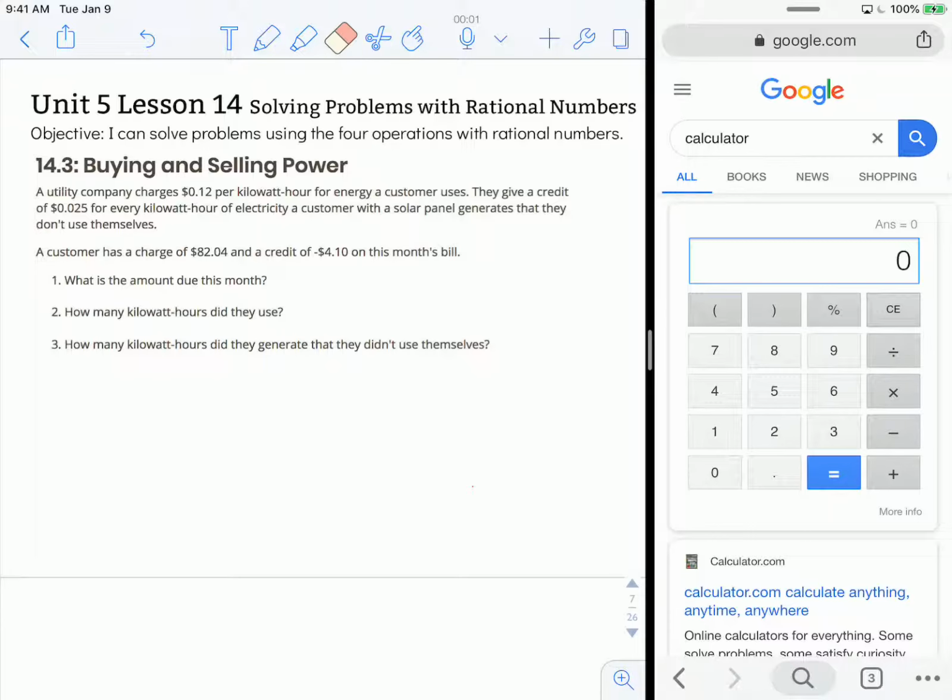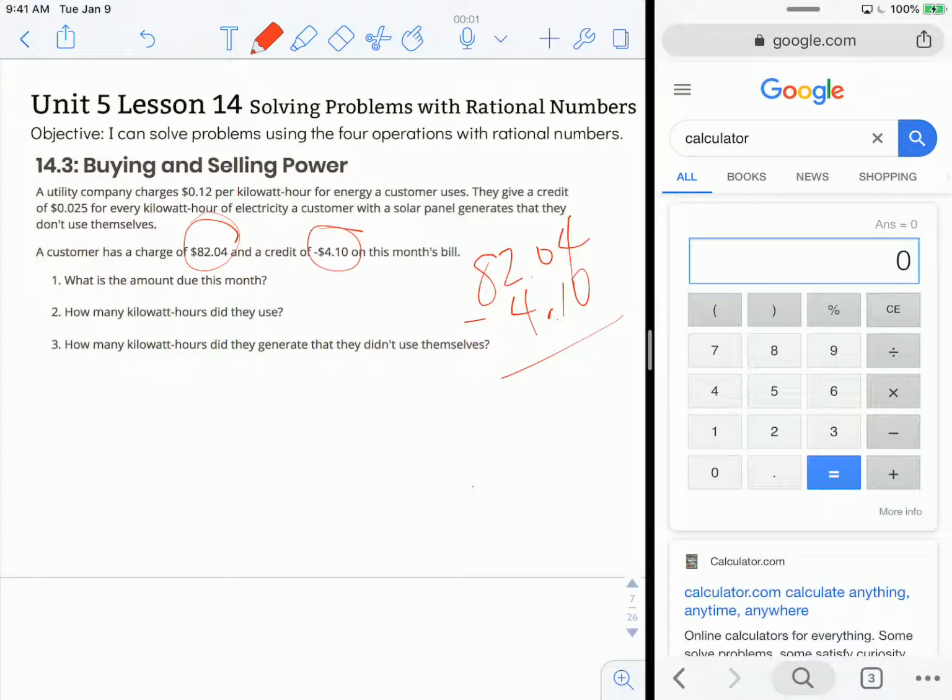Well, they have to pay the charge, but they don't have to pay the credit. So we can actually combine those two together to figure out what it is that they do have to pay. So we're going to write $82.04 and subtract $4.10, or add that negative $4.10, but we'll get the same result. I'm going to go ahead and use a calculator because I'm a 7th grader, but I'm going to get an idea in my mind what the value should be before I use that calculator, so I can check for human error as I type into the calculator.